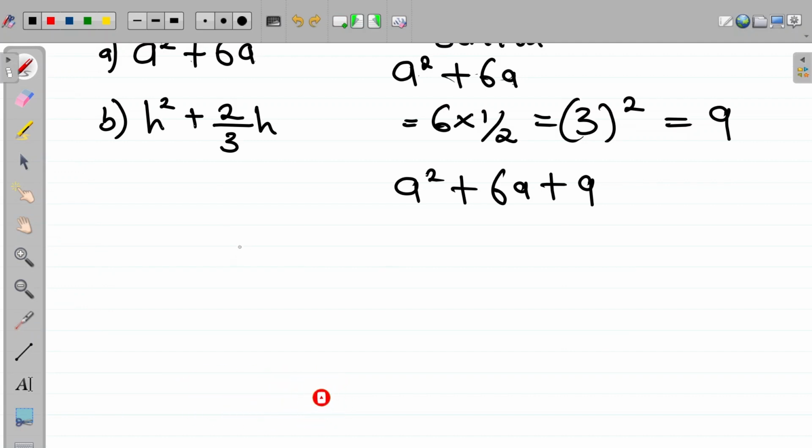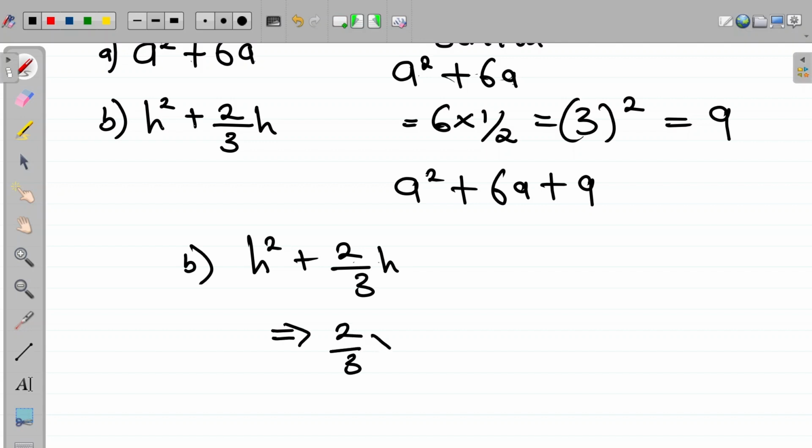So the next question says h squared plus 2 divided by 3 multiplied by h. Now we are asked what must be added to this expression to make it a perfect square. The first step is that we multiply the coefficient of h by 1 over 2. 2 divided by 3 times 1 divided by 2. So 2 can cancel out 2. So we have 1 divided by 3.